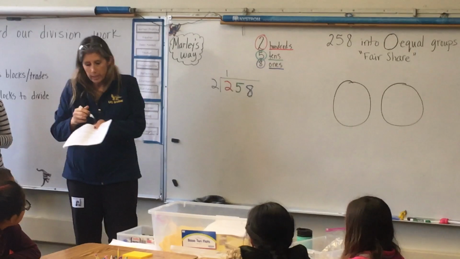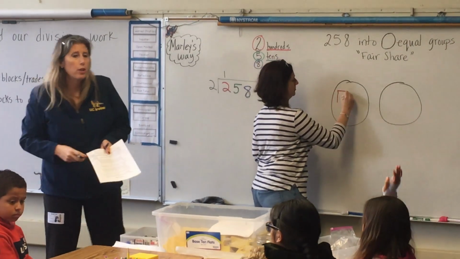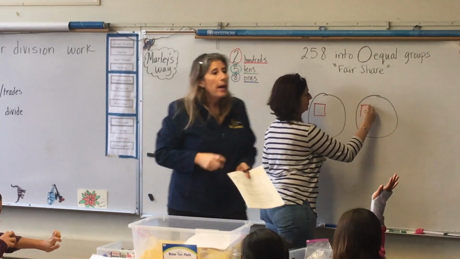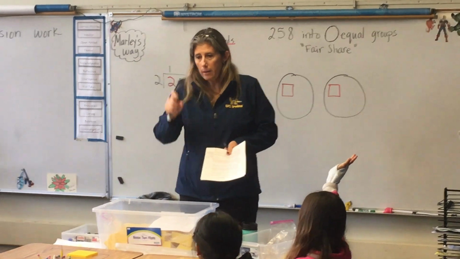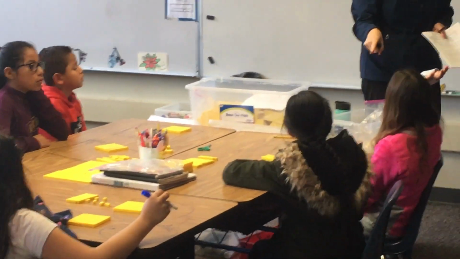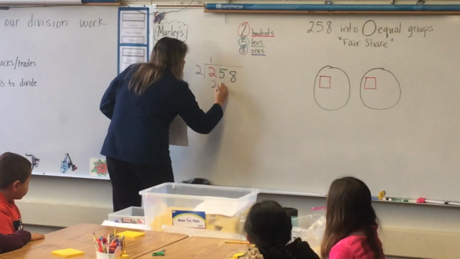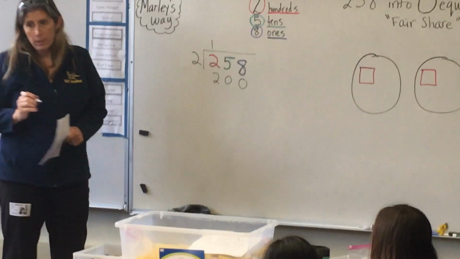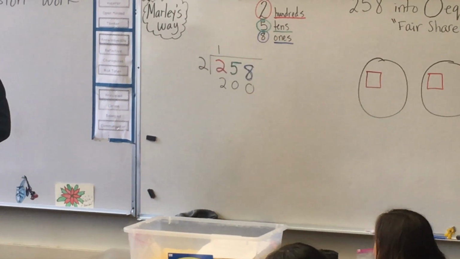The next question is, how many hundreds did you just use? How much did you just put into your circles, your groups? Take a second and look. I used 200. You all used 200. So I'm going to record that. Eyes up front so you see. 200.